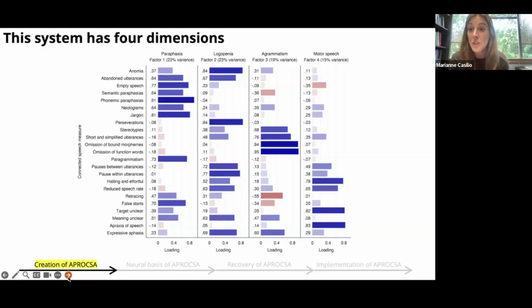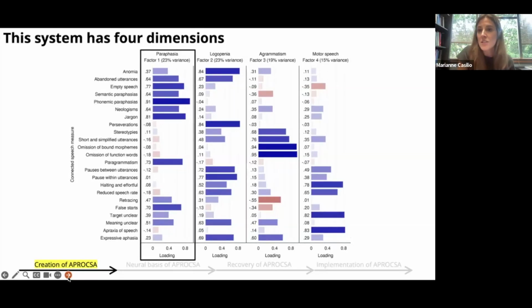What you see here is the features from APROCSA on the y-axis, and the loadings from that factor analysis on the x-axis. We named the factors based on the co-occurrence of features that we saw. The strength of those loadings is essentially a correlation between that feature and that underlying factor or dimension. The darkness of the color indicates the strength of the association. You can also see the values. Blue indicates a positive association, red indicates a negative association.